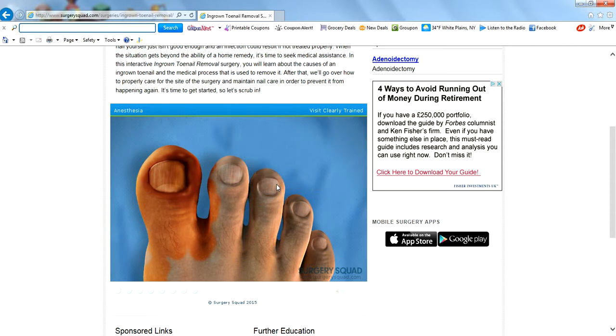Now, we need to numb the toe with a local anesthetic. We'll have to inject the anesthetic in several locations around the toe.